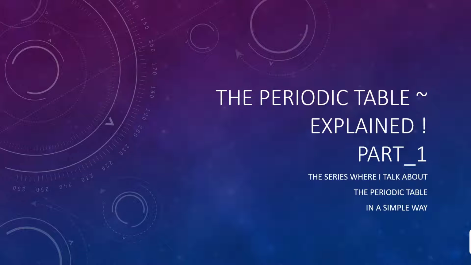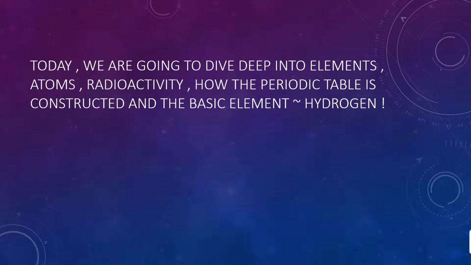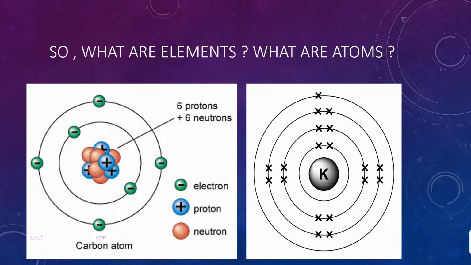In this series, I will talk about the periodic table and explain every part of it in a simple way. This is Part 1, and today we are going to dive deep into elements, atoms, radioactivity, how the periodic table is constructed, and the basic element hydrogen. So, what are elements? And what are atoms?